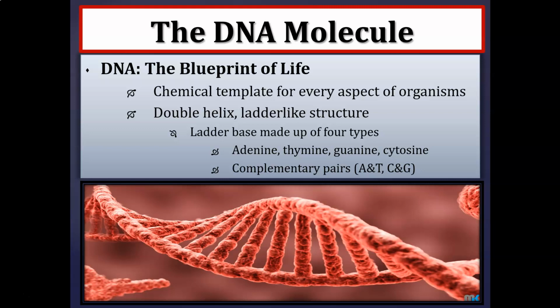We'll review that a couple more times. It'll be important. A always pairs with T, C always pairs with G. It'll be a little bit different when we start learning about RNA, but to avoid confusion, let's focus on DNA first. So always adenine to thymine and cytosine to guanine.